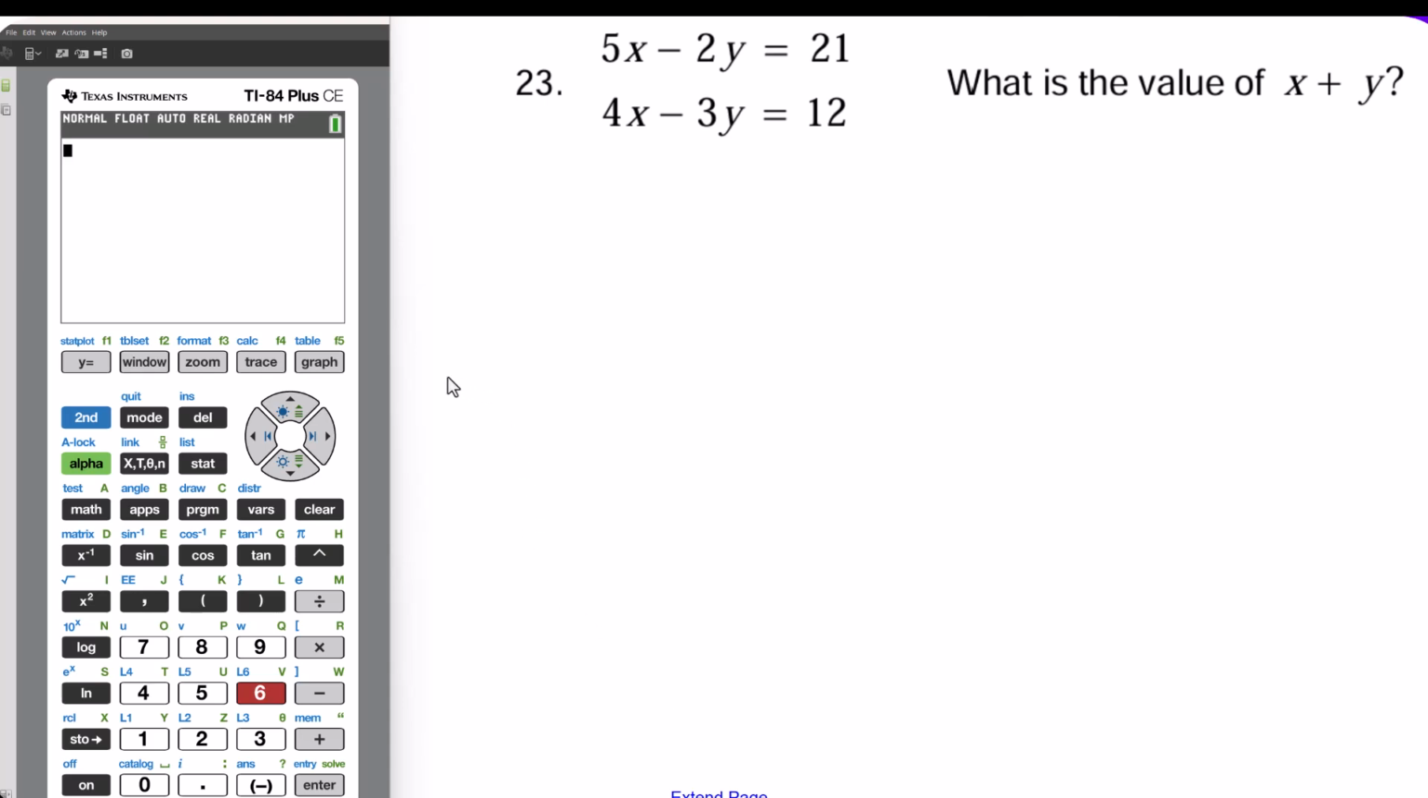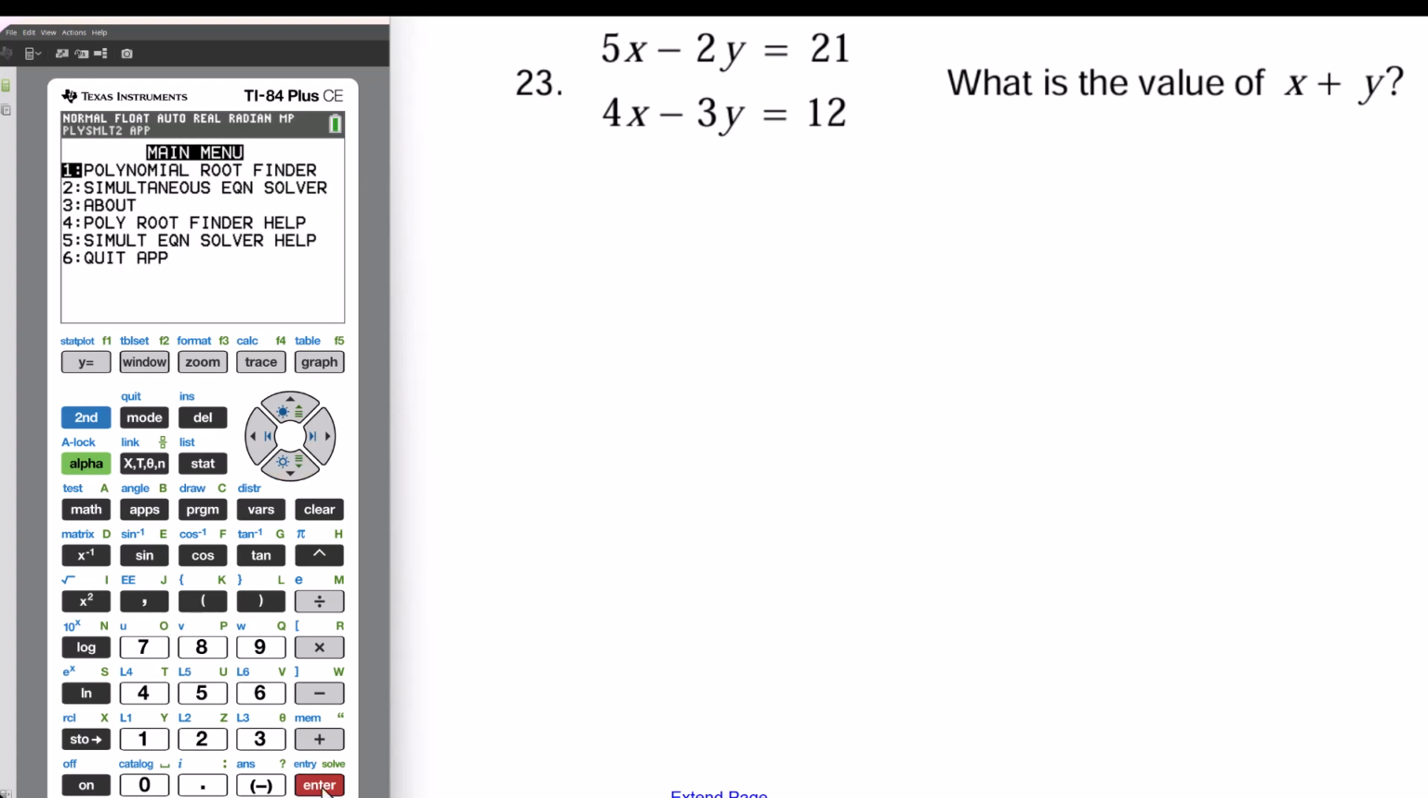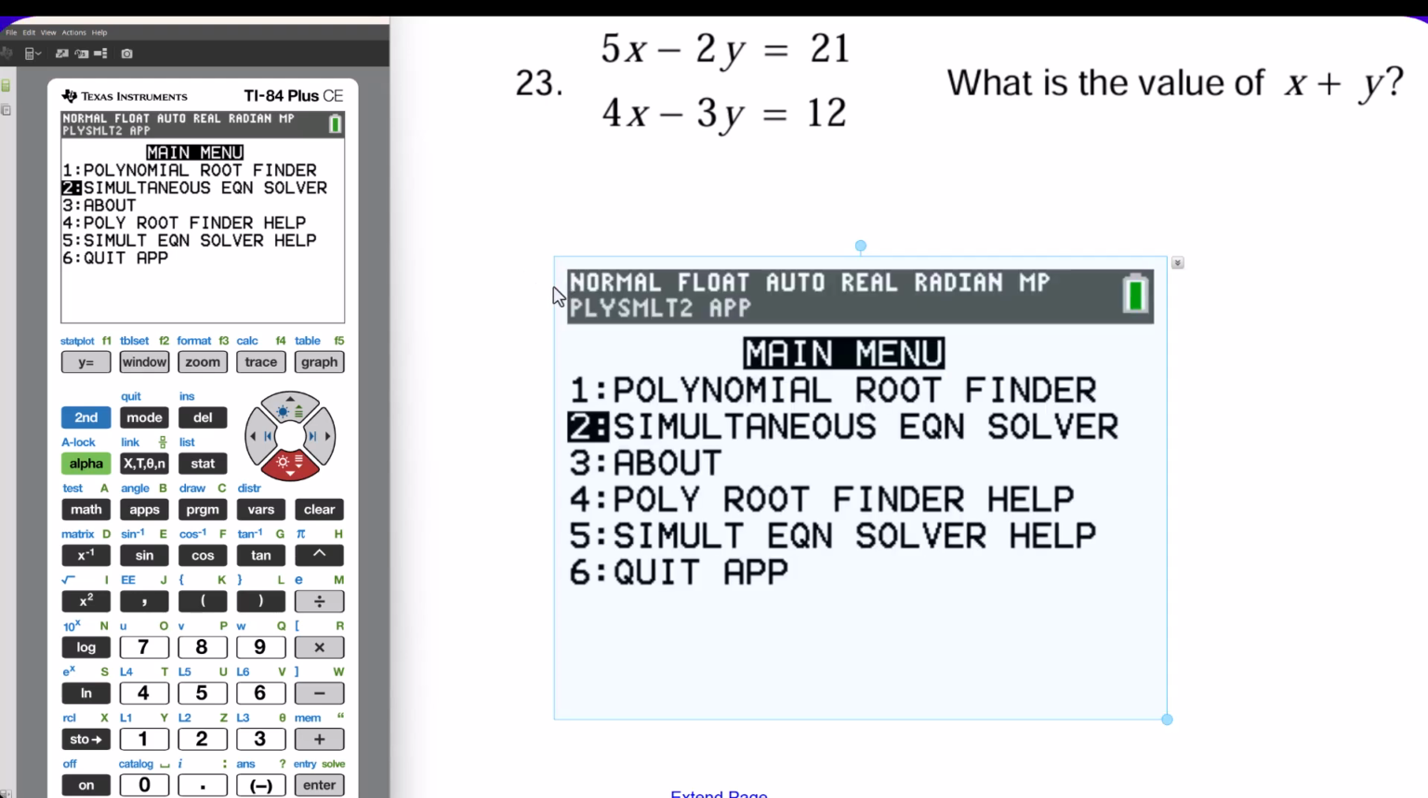Let's use our graphing calculator to solve this problem. We're going to use an app called the Poly-Simultaneous 2 app. So press the app button, go down to there, press enter. There's several things on the menu. We want the second option, which is simultaneous equation solver. So I'll press 2 or just go down to there and press enter.